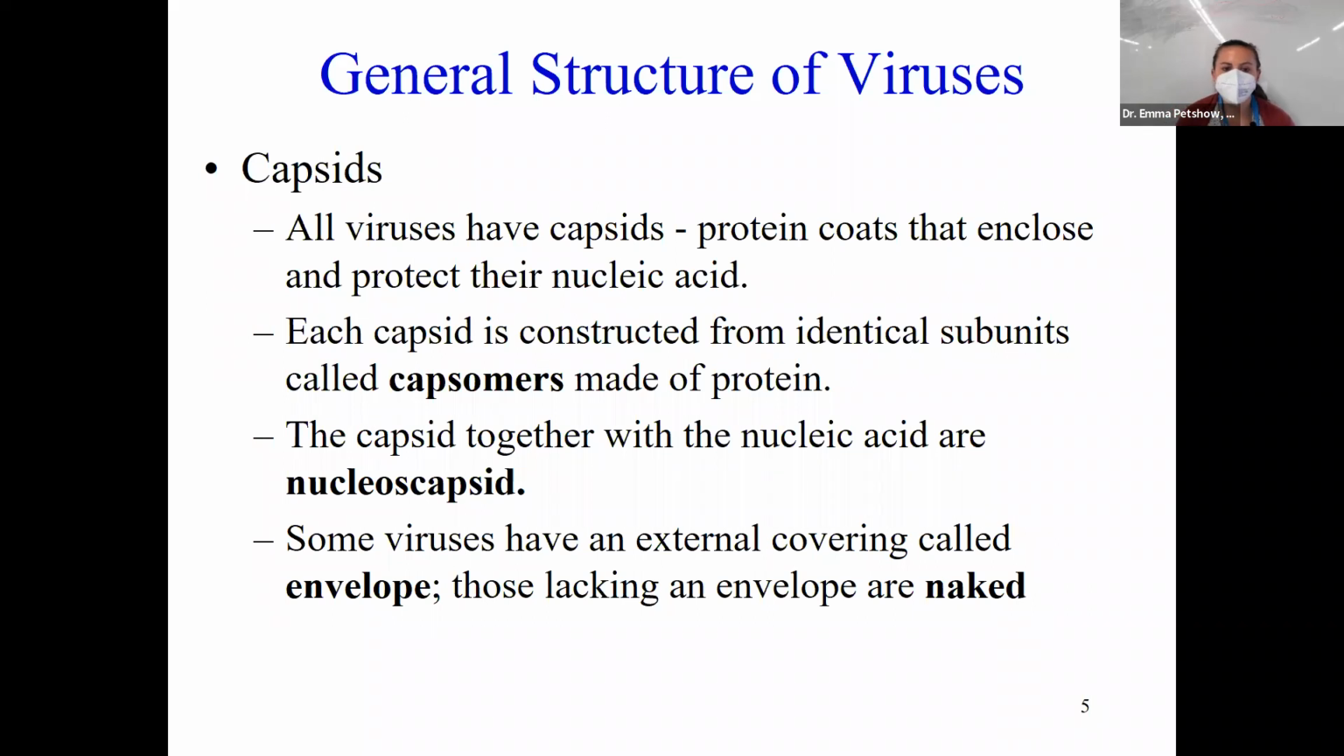We have a capsid. All virals have a capsid. This protein coat is going to enclose and protect their nucleic acid, their DNA, their genetic components. Each capsid is constructed from identical subunits called capsomers made of protein. Those are called nucleocapsids together. And some viruses have this external envelope covering. Those that don't are called naked viruses.